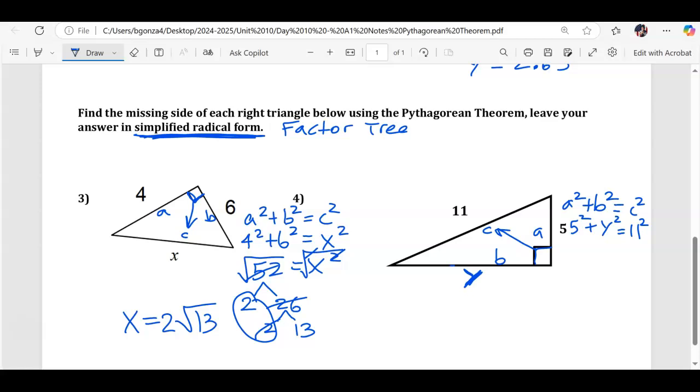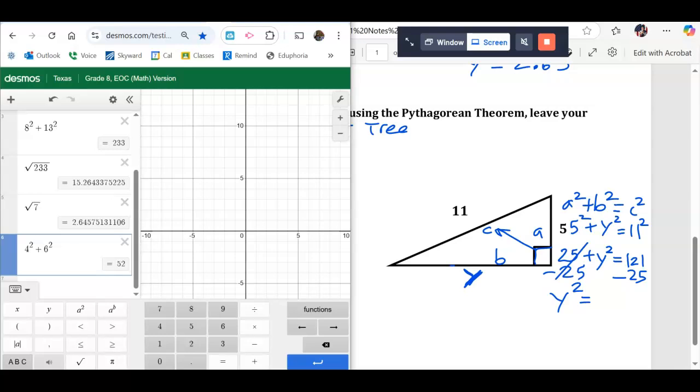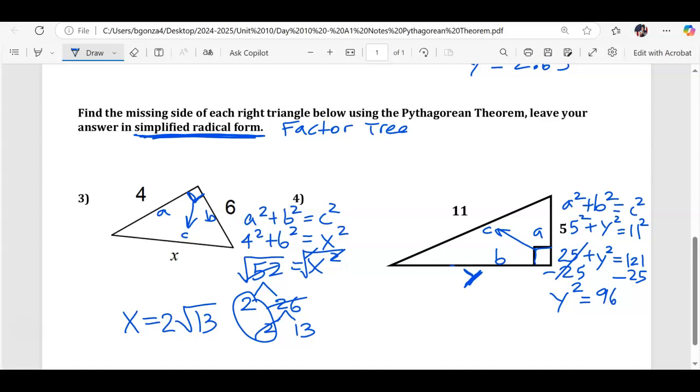Can we square 5? Can we square 11? I believe so. 5 squared, 5 times 5 is 25, plus y squared. And what's 11 squared? 11 times 11 is 121. So, if I'm trying to solve for y, first I got to get rid of, again, if I have a missing leg, I have to subtract to get rid of this loner, positive 25. 121 minus 25. If you don't know what it is, just do it right here. 96. Okay.